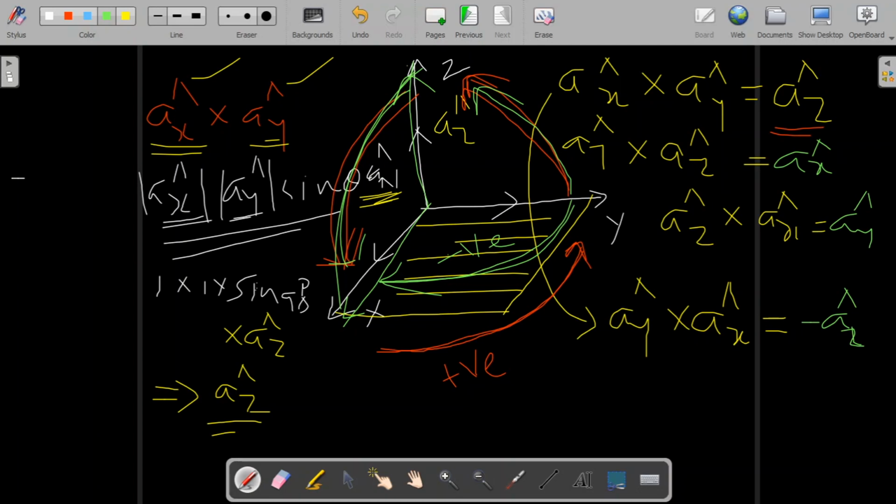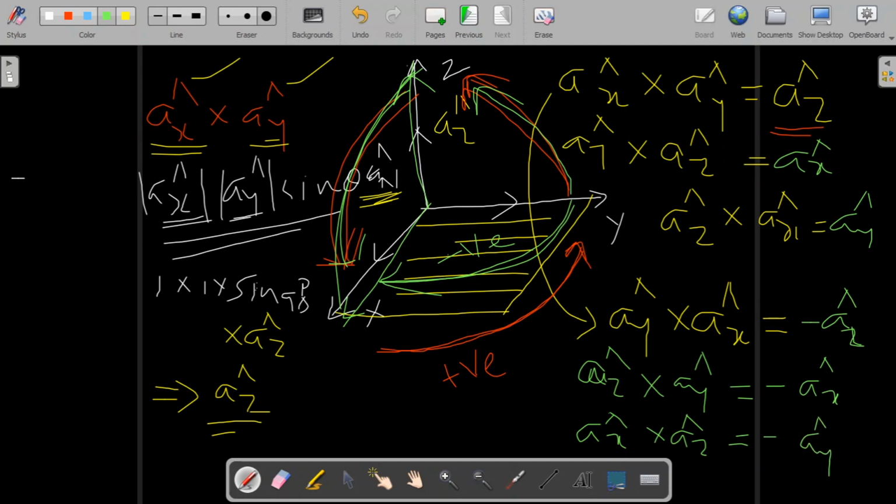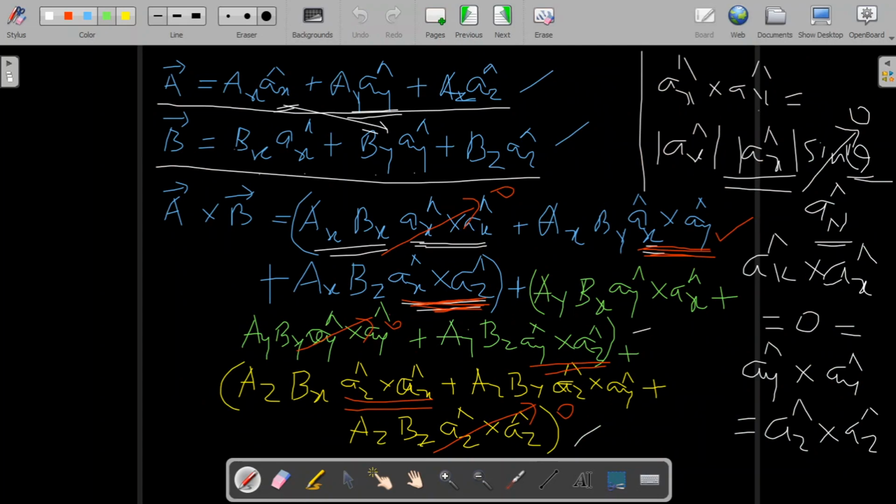Okay, it is easily az cap cross ax cap. So similarly, az cap cross ay cap will be minus ax cap, and ax cap cross az cap will be minus ay cap. Is that okay? Now we need to substitute these conditions into this previous equation.